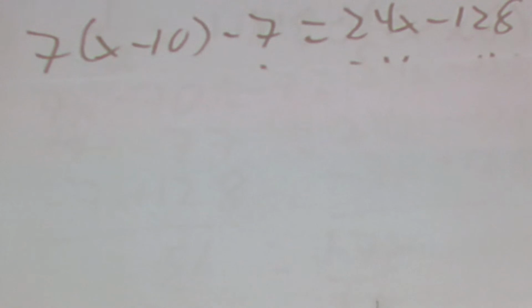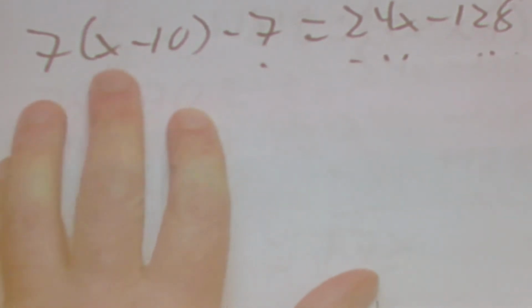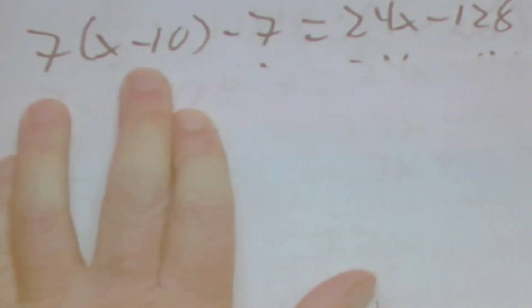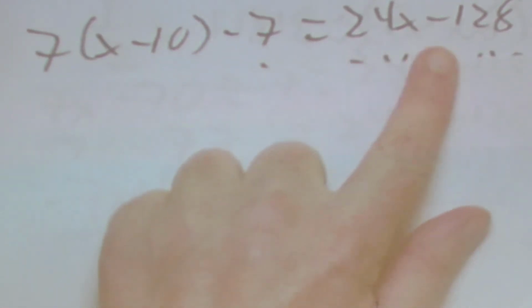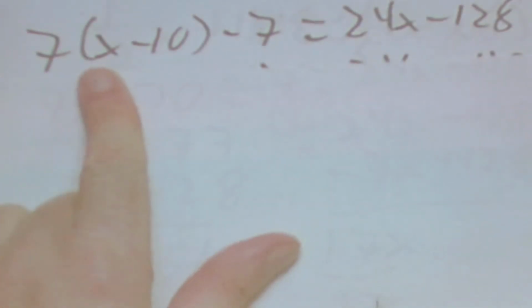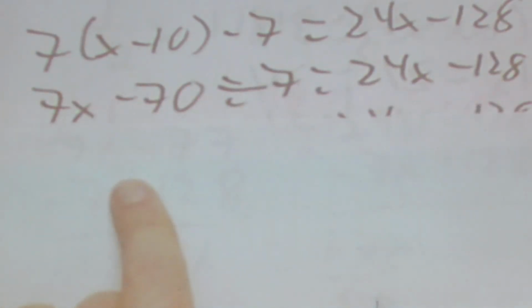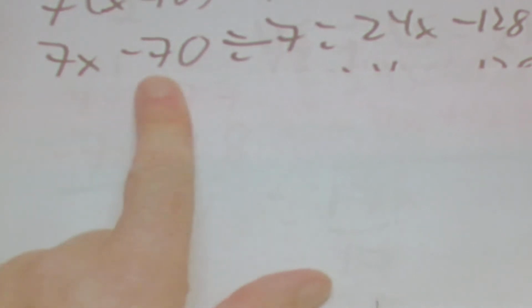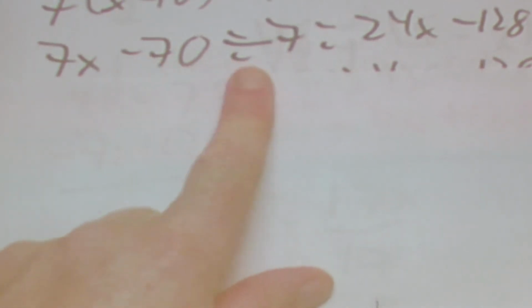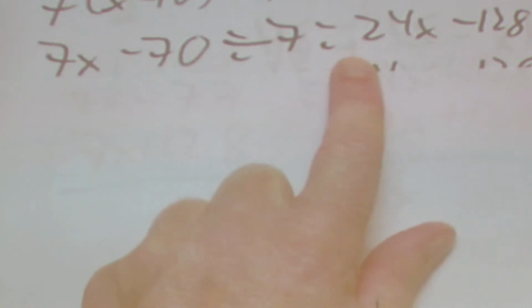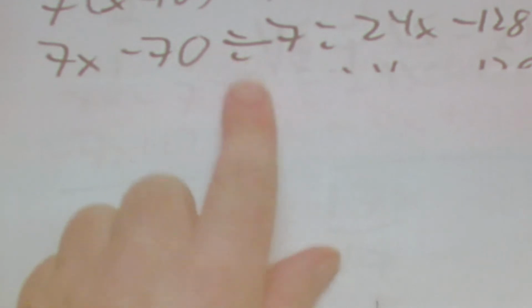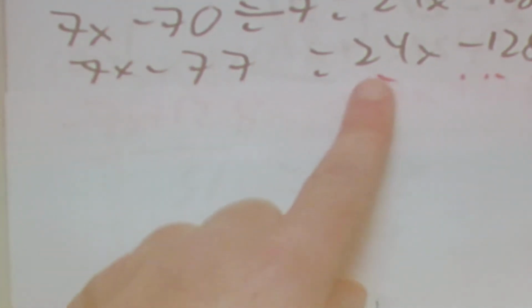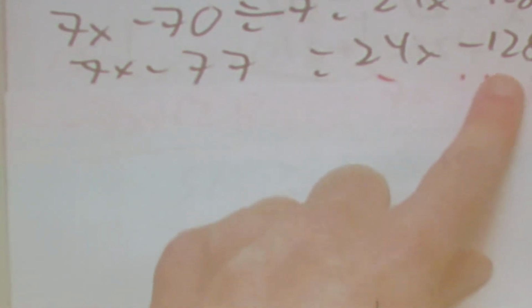The next question that we have is going to be something like 7 times (x minus 10) and then minus 7 equals 24x minus 128. So the first thing I'll do is distribute the 7 and get 7x minus 70 minus 7 equals 24x minus 128. Then I'm going to combine the like terms and get 7x minus 77 equals 24x minus 128.